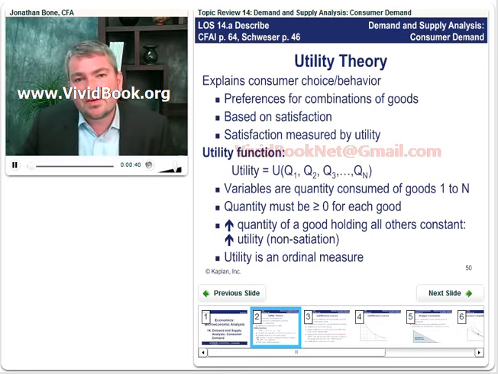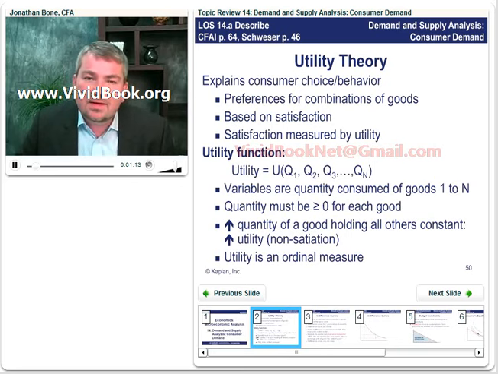So notice we've got a utility function here, that the total utility a consumer achieves is a function of the quantity of good 1 consumed, plus the quantity of good 2 consumed, quantity of good 3 consumed, on up to good m. So in other words, the quantities of different goods that we consume affect our utility. Now notice, quantities must be greater than or equal to 0. Okay, you can't consume negative quantities, that's all we're really saying there. Has to be either 0, you're not consuming anything, or greater than 0.